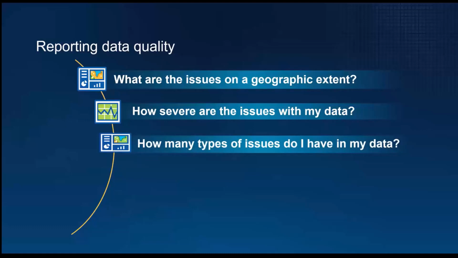So how many different types of issues are in my data? You may find systematic errors that might not take a whole lot of person power to fix, whereas other types of errors might take more time to fix, right? So you can start looking at the types of errors you find to do some workload balancing, for example, to figure out who's best able to fix that error.